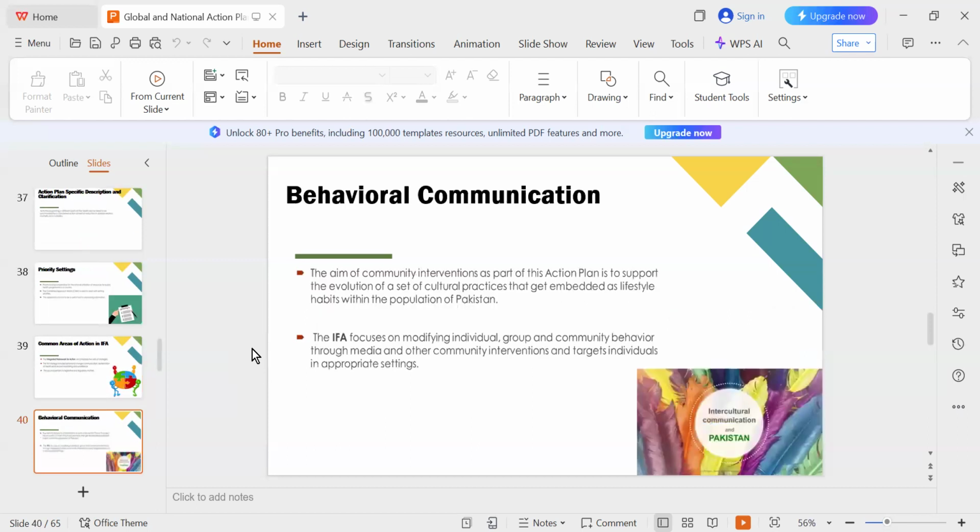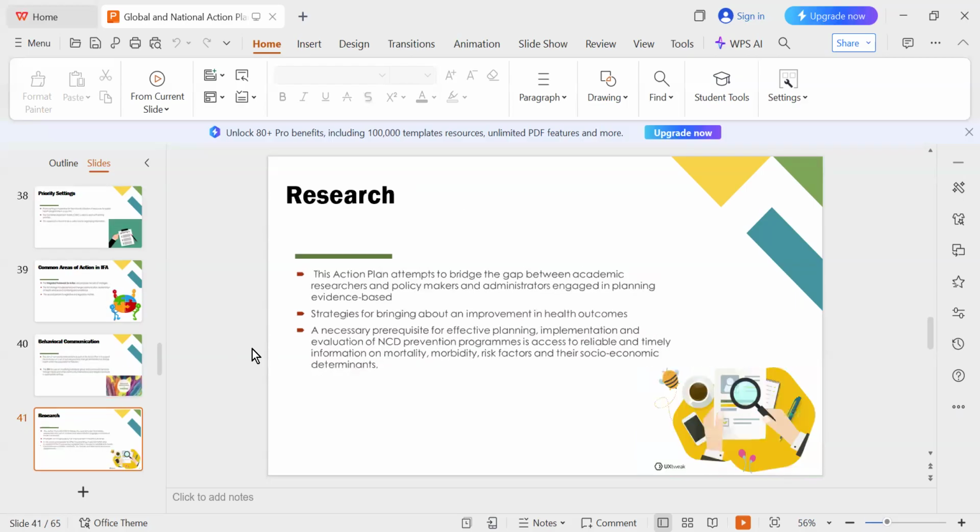Behavioral communication. The aim of the community interventions as part of this action plan is to support the evolution of a set of cultural practices that get embedded as lifestyle habits within the population of Pakistan. The IFA focuses on modifying individual, group, and community behaviors through media and other community interventions, and targets individuals in appropriate settings.